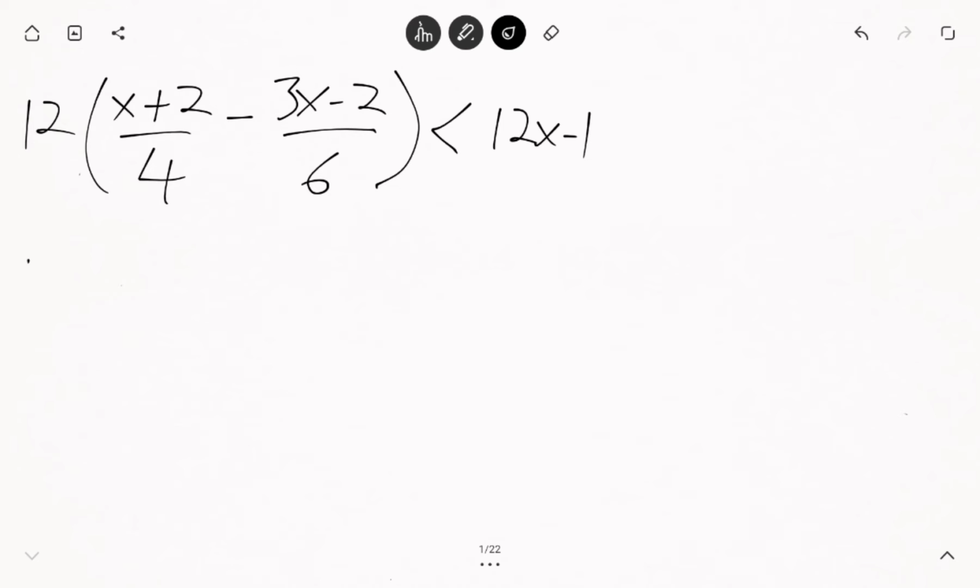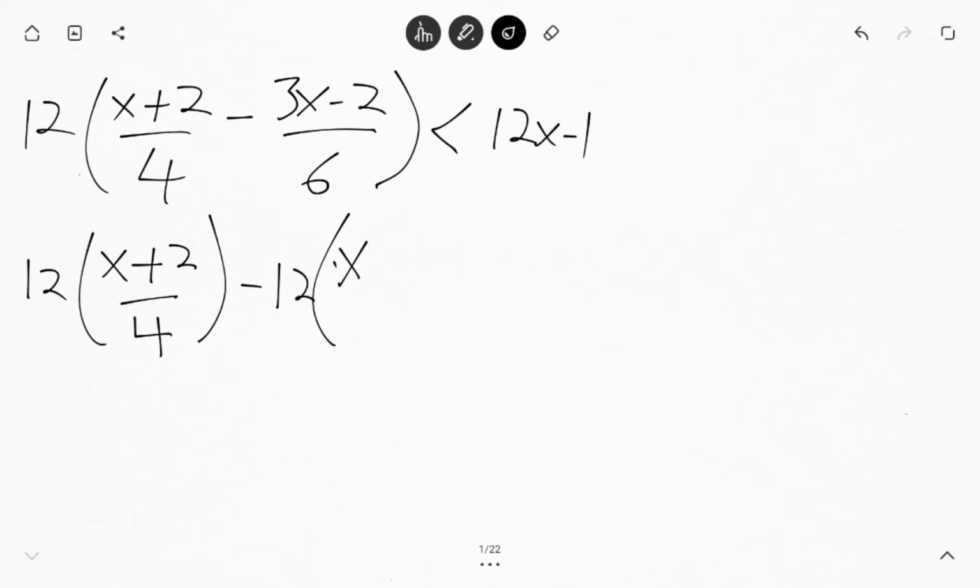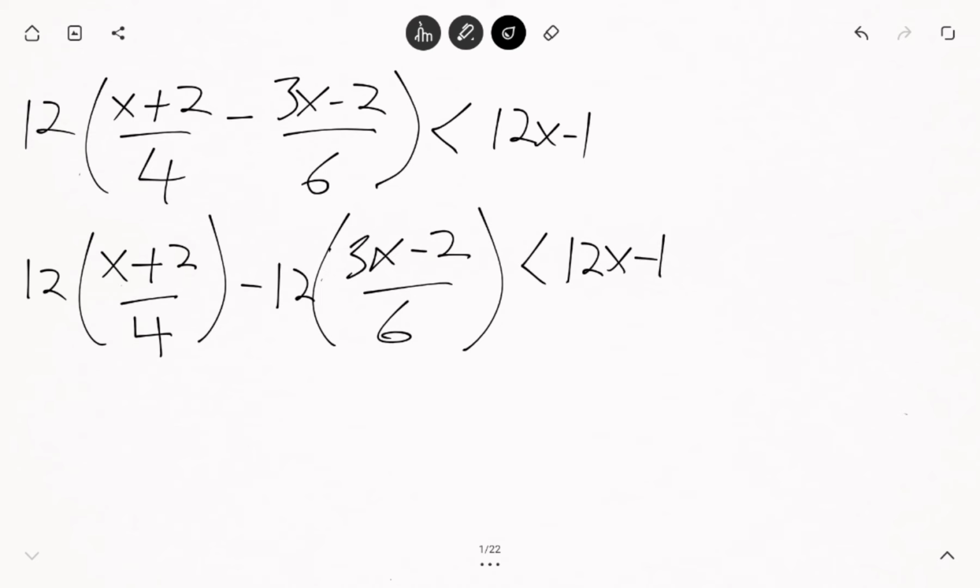Now we can see that the 12 is multiplying the content in the bracket. So for us to easily solve it, we need to expand the bracket to see what we can do. So we have 12 outside multiplied by the first term in the bracket, which is (x + 2)/4, then minus 12 multiplied by the second content over here, which is (3x - 2)/6. Then we have less than 12x minus 1.